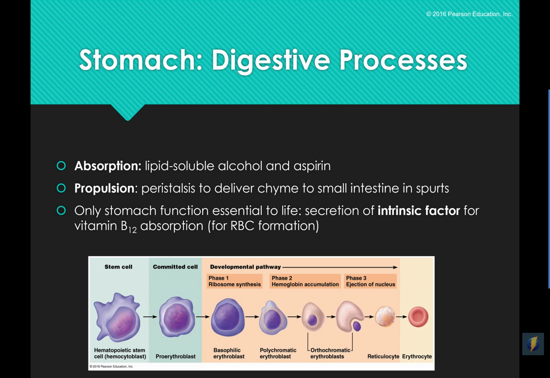Intrinsic factor is this little chemical that is completely and utterly necessary for your small intestine to absorb vitamin B12. And B12 is necessary for us to make red blood cells. And so theoretically, if you could get a B12 injection, you could theoretically live without your stomach, which is a weird, fun fact, I think.